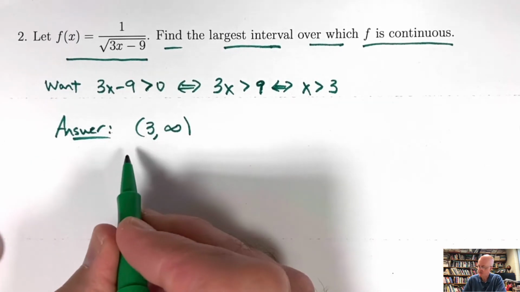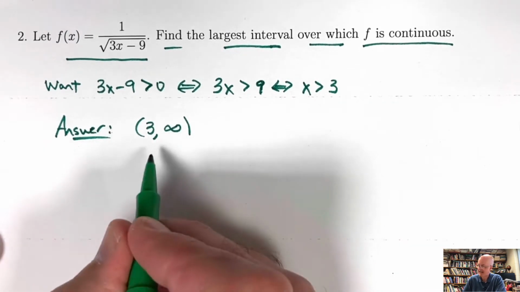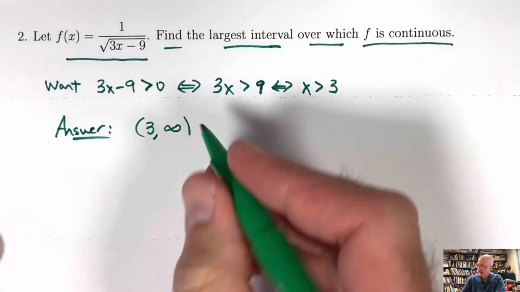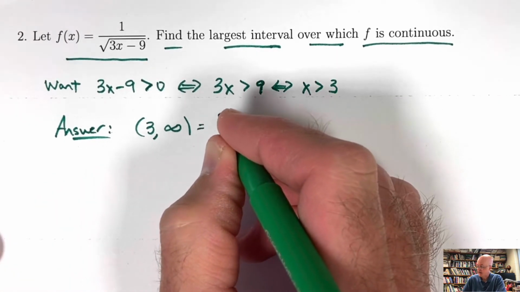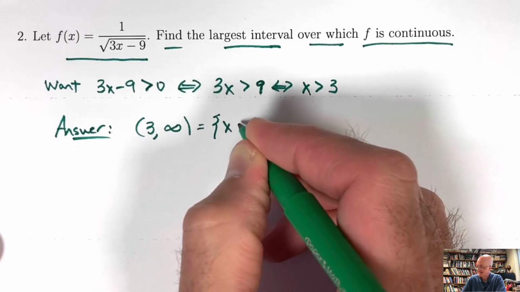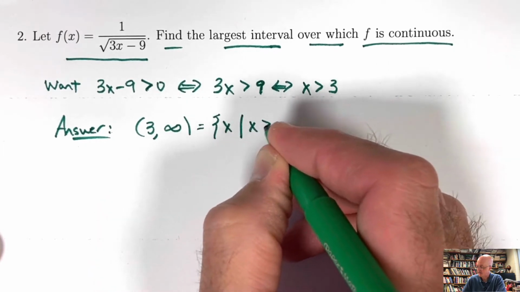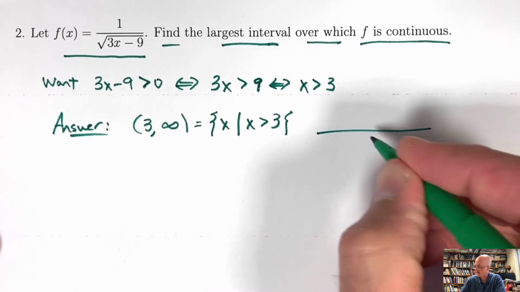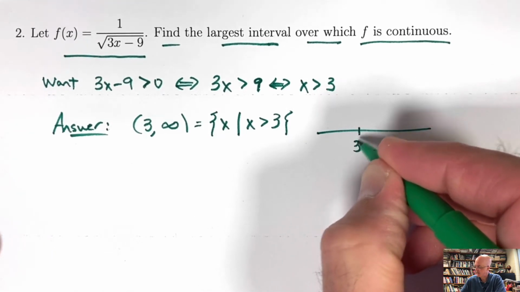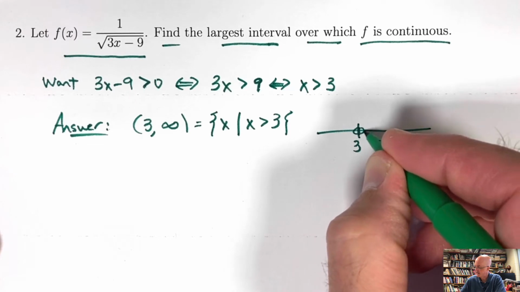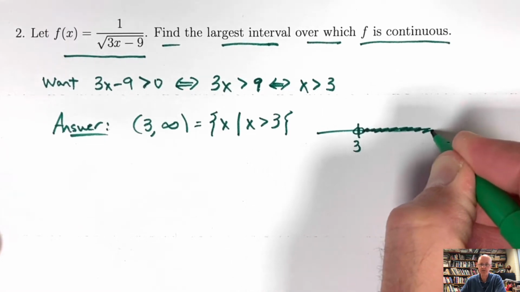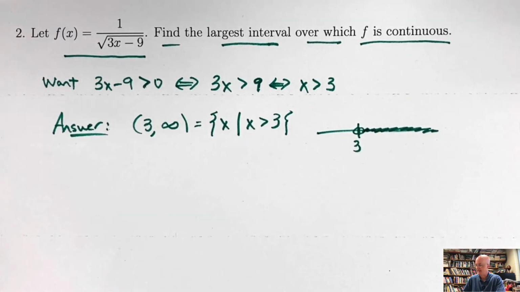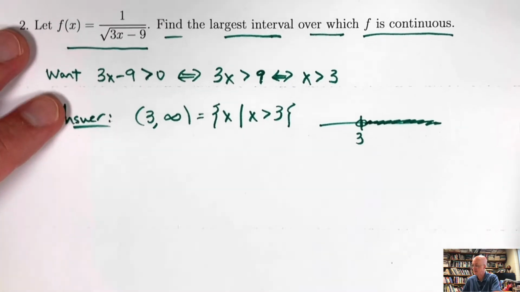Again, it's an open interval. I'm not using a square bracket there. I'm not including that endpoint. And in set builder notation, that would be the set of all real numbers x such that x is bigger than 3. Either kind of notation is fine. If you wanted to draw it on a number line, you'd mark the number 3 here, make an open circle there, and then shade everything to the right of 3. That's the domain of the function. It's also going to be the set where the function is continuous.